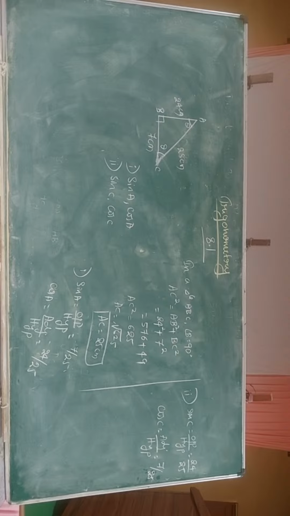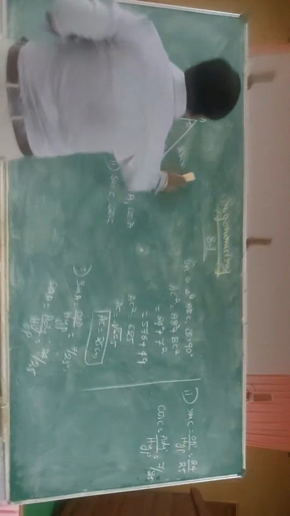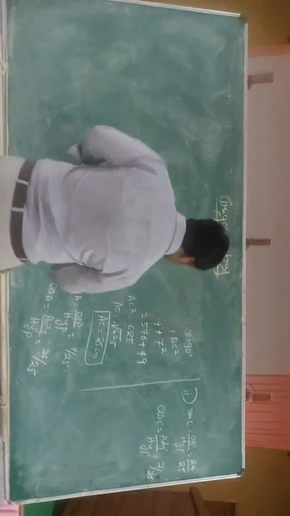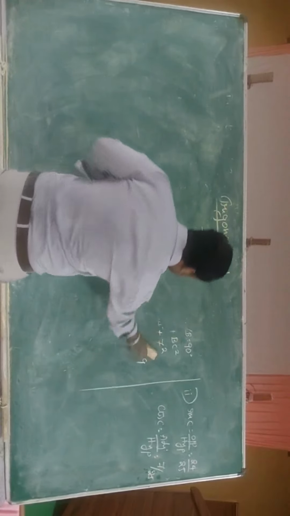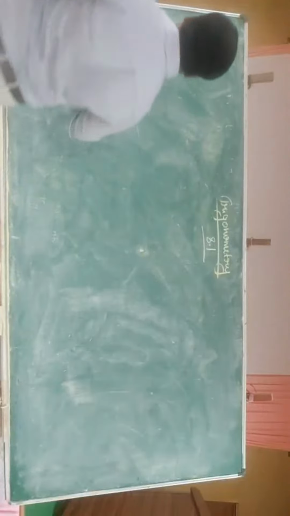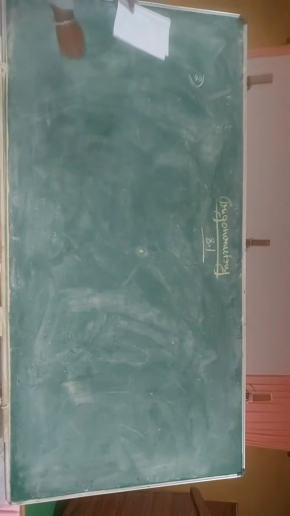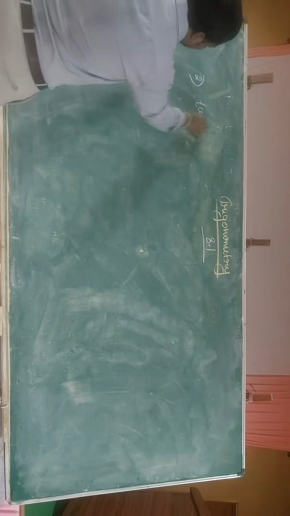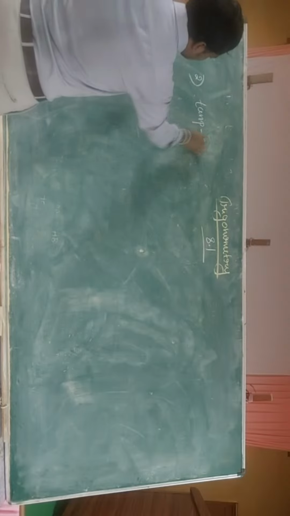Yes, finished? Yes, we can take the second example. Example number 2. In figure 8.13, find tan P minus cot R.